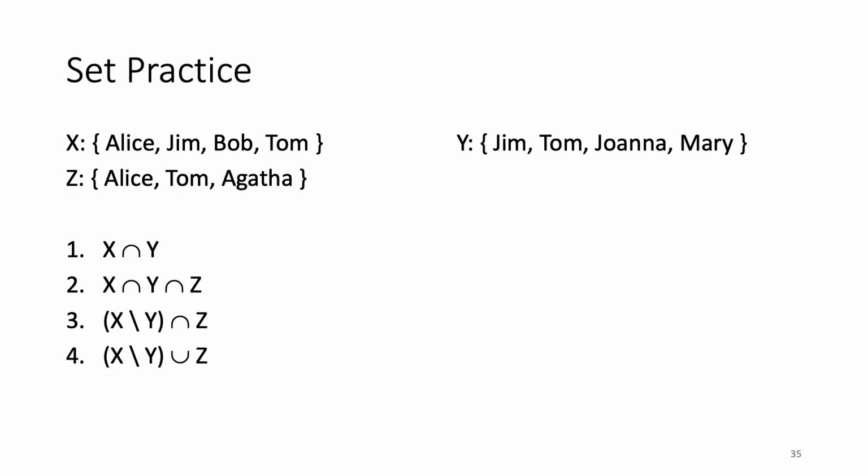So let's have a quick go. We'll take a few minutes to have a look at this. So here are three sets, X, Y, and Z. The intersection of X and Y, the intersection of X and Y and Z, the set difference of X and Y intersected with Z, the set difference of X and Y unioned with Z. So have a quick go on those, and we'll give you a couple of minutes, and then we'll come back and have a look at the answer.